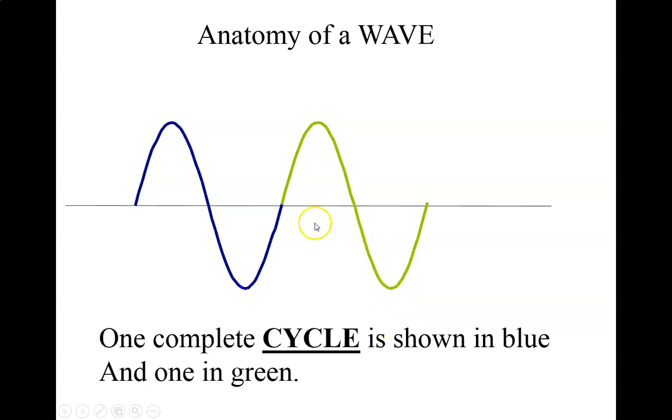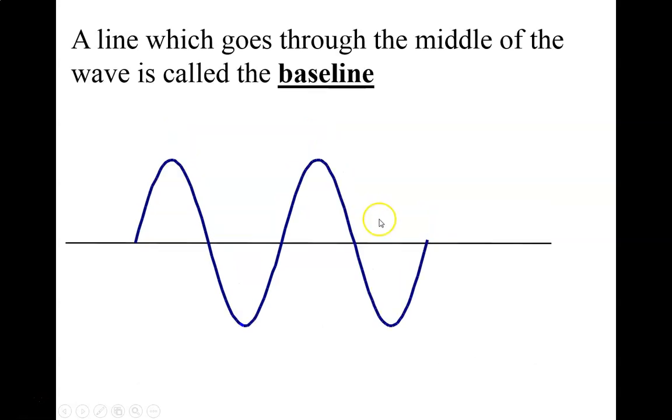If we look at a basic wave, one complete cycle, so this is a sine wave. Yeah. So one complete cycle is an up hump and a down hump. I've got one shown in blue and one shown in green here. So when we talk about one cycle, that's what we mean before it repeats itself over again. If we were to draw a line through the middle of the wave, that would be what's called the baseline. That cuts the wave in half into the up humps and the down humps separately.